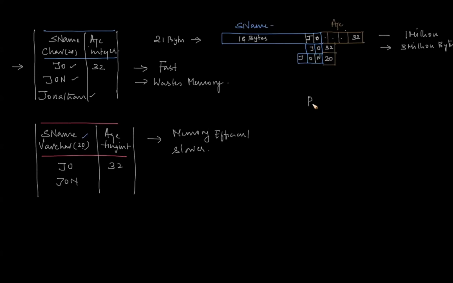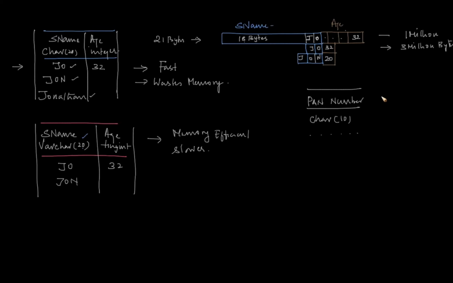things like PAN number. Even if you have 1.3 billion records, everybody's PAN number is going to be 10 characters long. So I can safely declare it as character of 10, because there is not going to be any memory wastage. All 10 spaces will be used up by all the records.